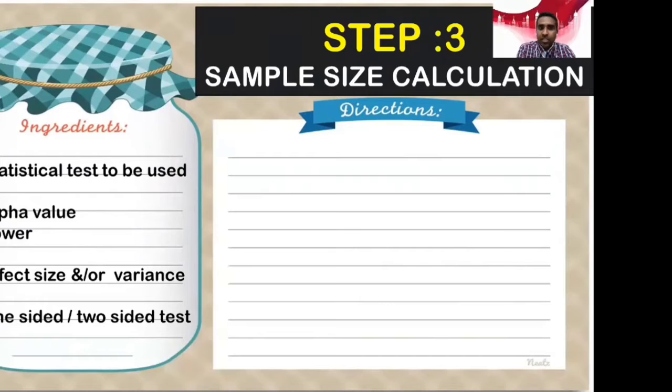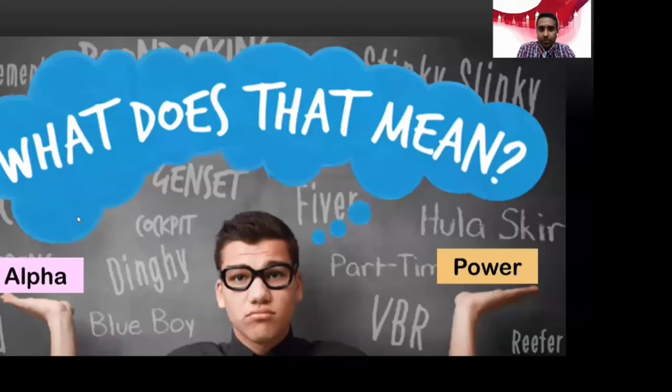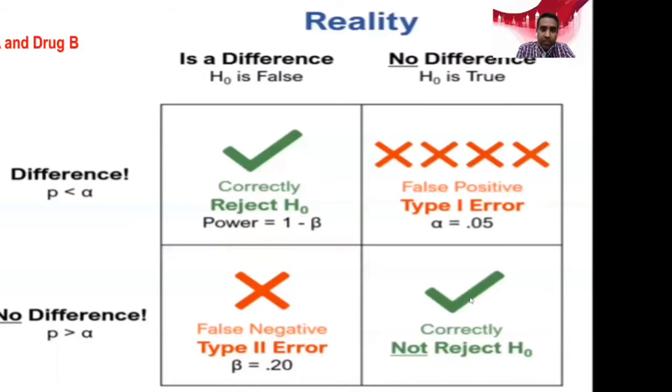Statistical test to be used is something like a key ingredient, something like flour for the brownie cake. Okay, and alpha and power value. So let us see what is alpha value and power value. Whenever you look into a sample size write-up, you will see the alpha is set at 0.05 and power is 80%. What does it mean? Why they want to mention alpha at 0.05 and power at 80%? What does it mean actually?